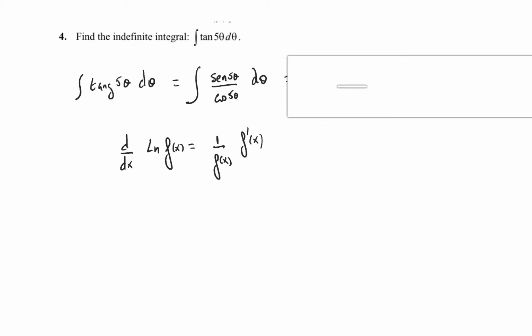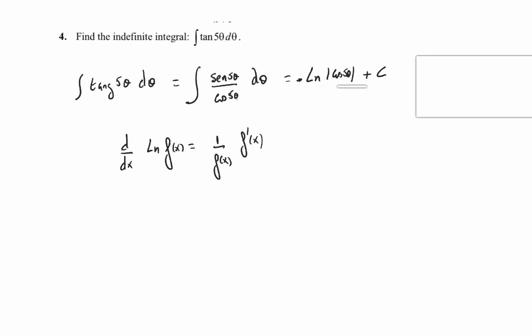So we need to put a 5 here, like 1/5. So this will be the logarithm of cosine of 5 theta, and the minus sign comes from the fact that the derivative of cosine of 5 theta is minus sine of 5 theta. So because this minus is not here, I will put it here. So now I may say, what is the derivative of minus log of cosine of 5 theta?